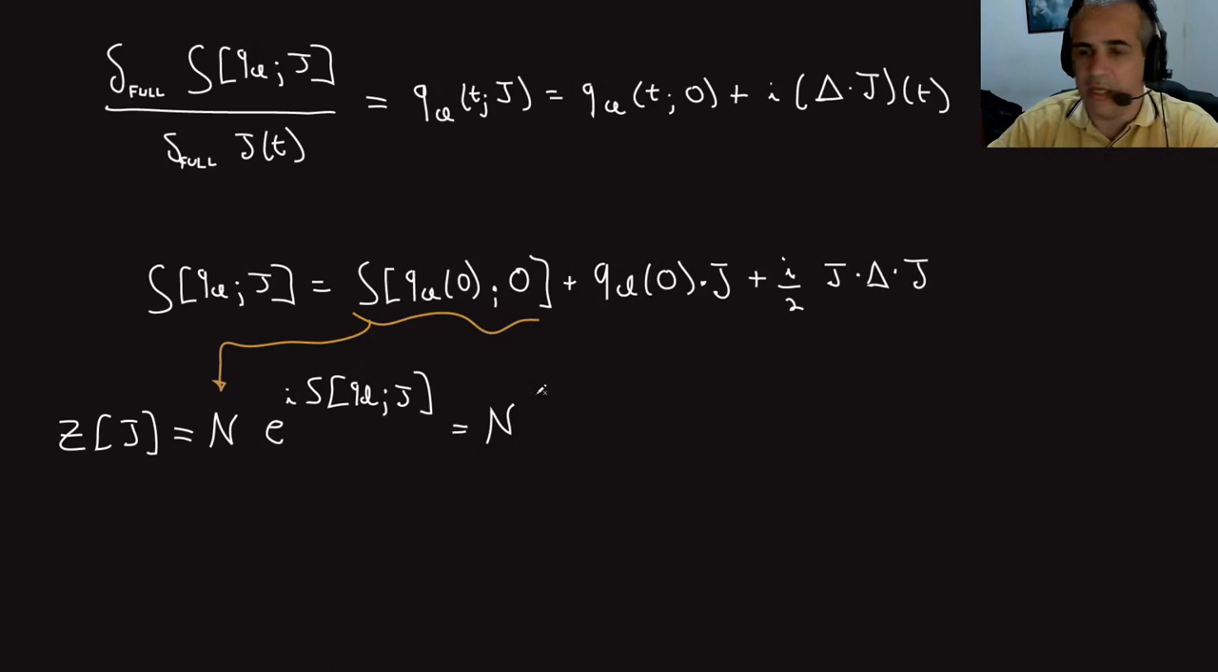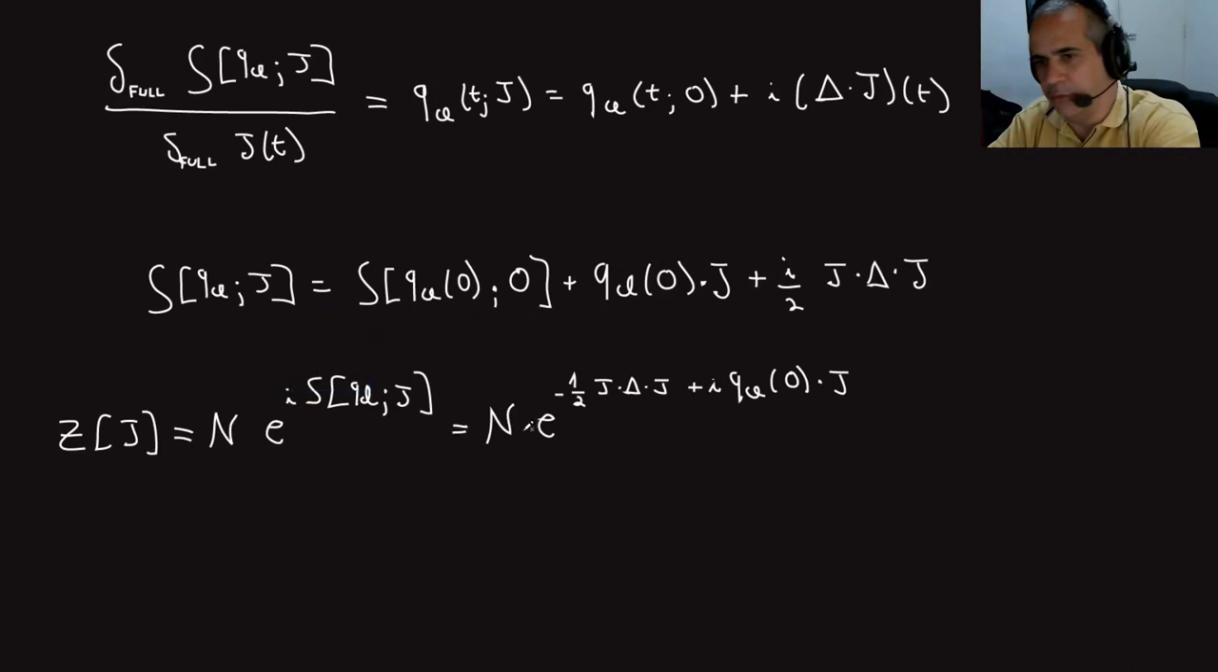And the exponential of this term, there's an i here, so it becomes minus half of J delta J, this part here, plus this part here, that is, there's an i there, so it becomes i Q classical in the absence of sources times the source. So, as you see, I managed to rewrite my generating functional. I didn't solve anything yet.